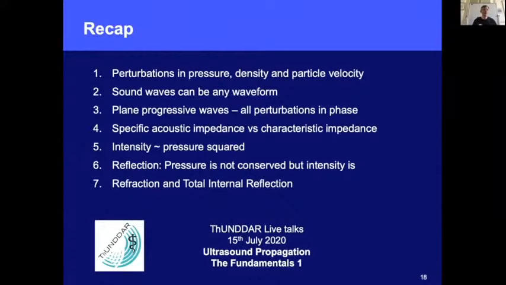When we go from one medium to the next, we get reflection. And remember, energy is conserved as we undergo reflection, but pressure does not need to be. So as we go from, for example, a soft medium into a hard medium, the pressure in the hard medium can actually be twice the incident pressure that you put in. And as we go from one medium to the next at oblique angles, we get refraction, where the wave speed will change in different directions. And when we go beyond the critical angle, we can get total internal reflection. And that particularly would happen if we're going from soft tissue into a bone.